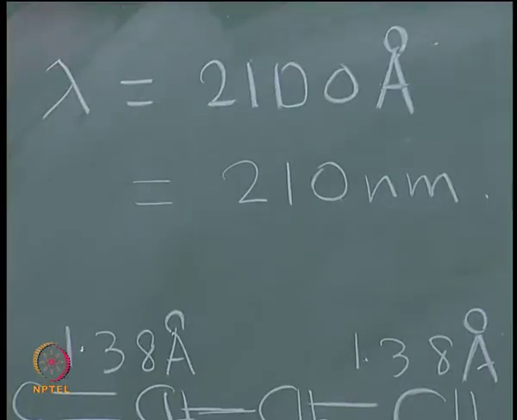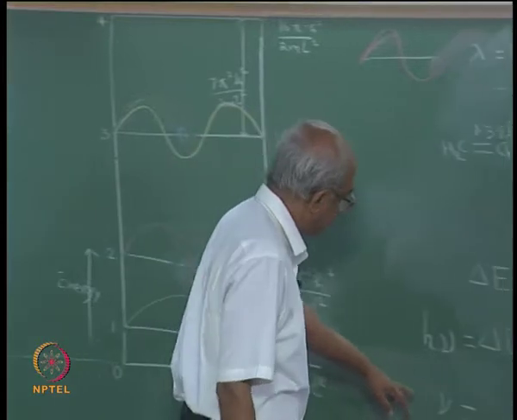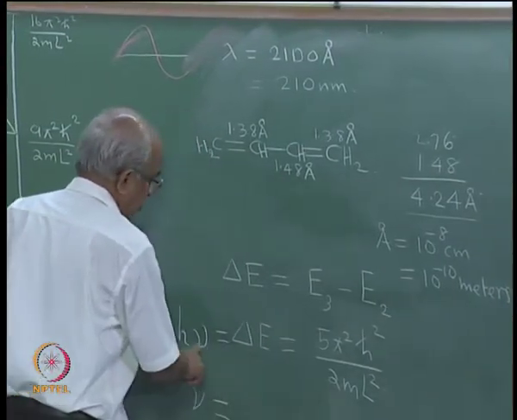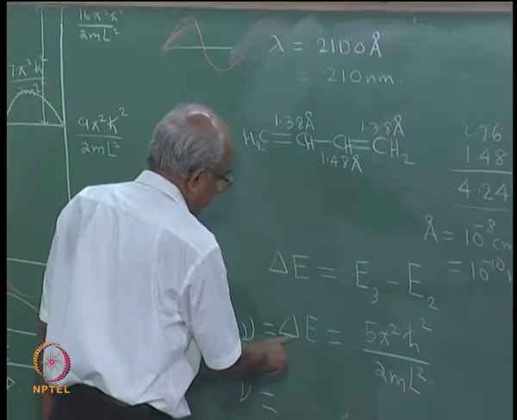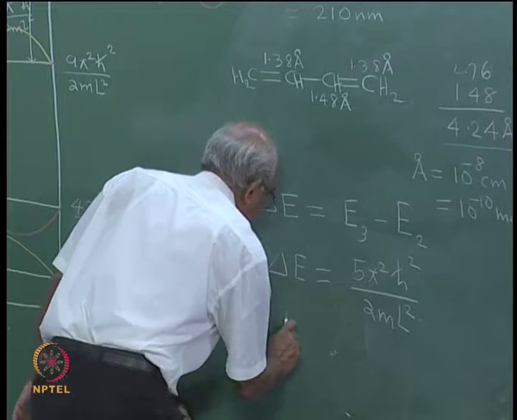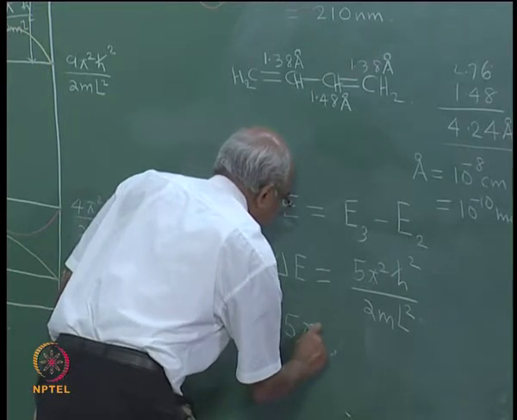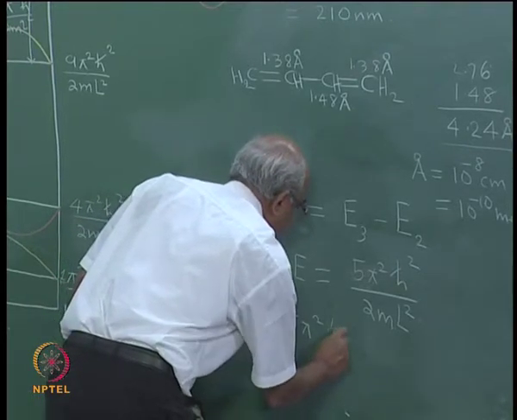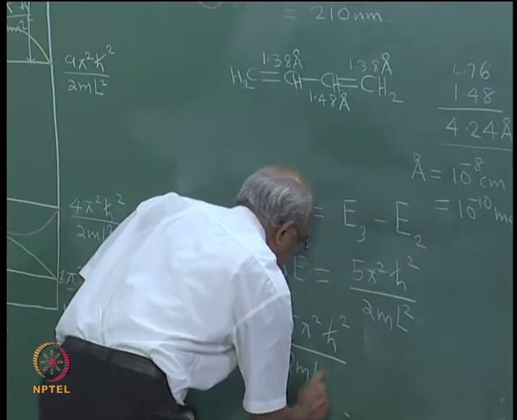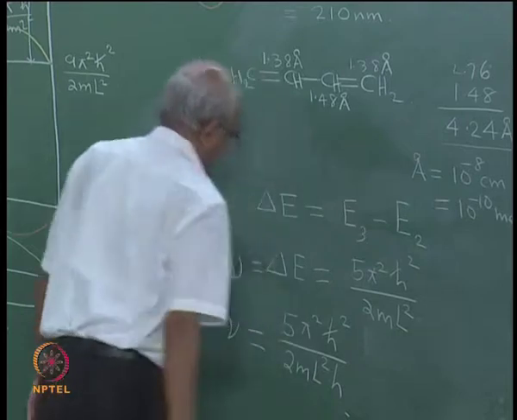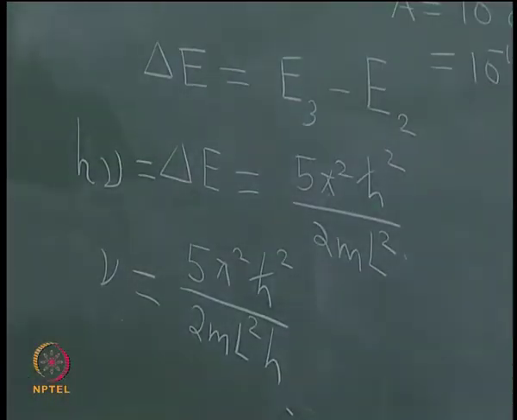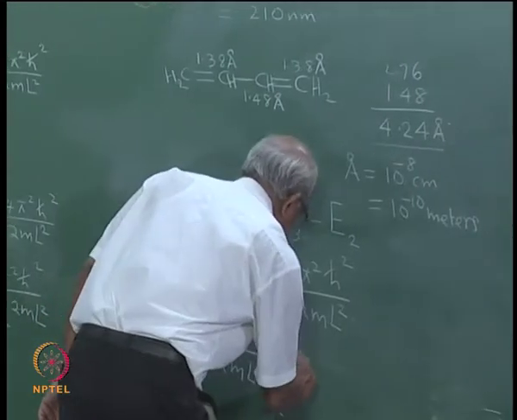But from our simple model we can calculate the frequency. Frequency is found to be how much? Well, h nu is equal to delta E, which is equal to so much. So, that means nu must be equal to 5 pi square h cross square divided by 2 m L square into h. And this is how much?